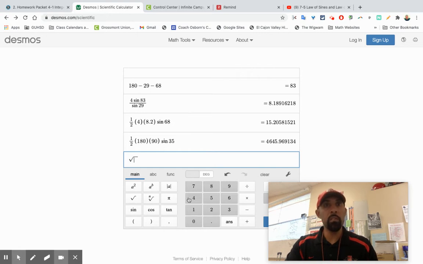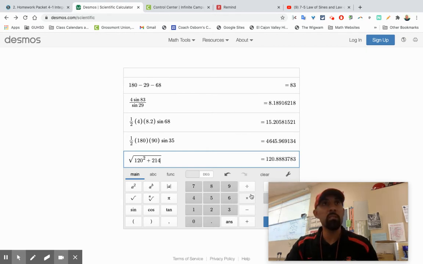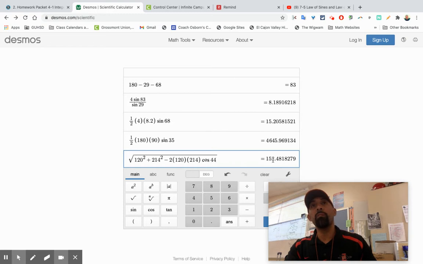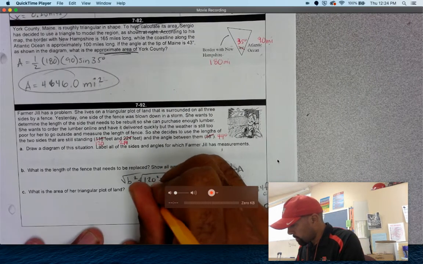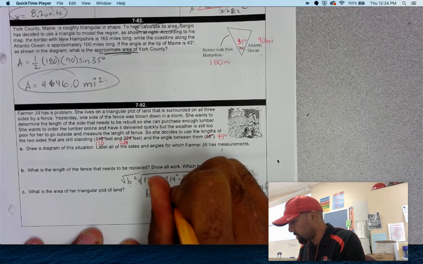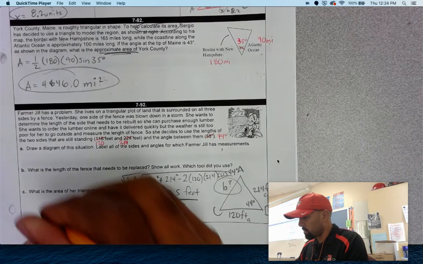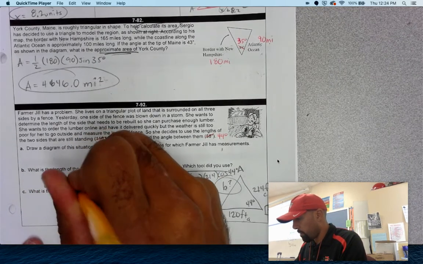So we're going to hit the square root first. Do 120 squared plus, what was that, 214 squared. And then minus 2 times those same sides, 120, and then 214, and then times the cosine of the angle, 44. So we'll round to the nearest tenth, 152 point. The 8 will round that 4 up to 5, so 152.5 feet. So 152.5 feet is the side of the fence. What did we use? We used law of cosines.